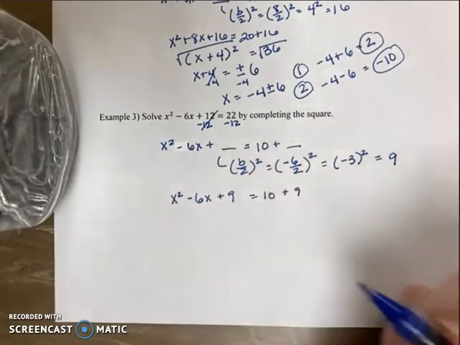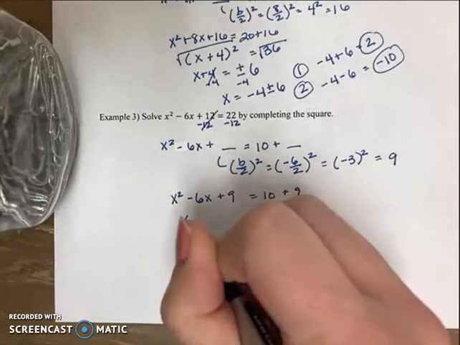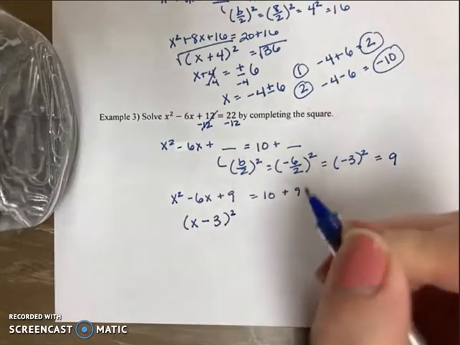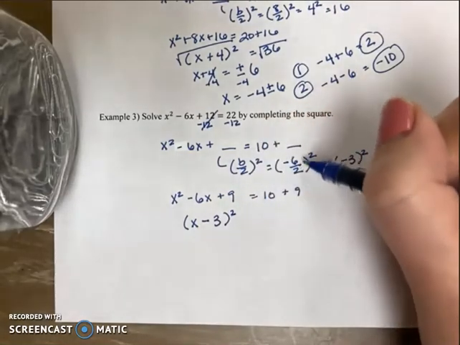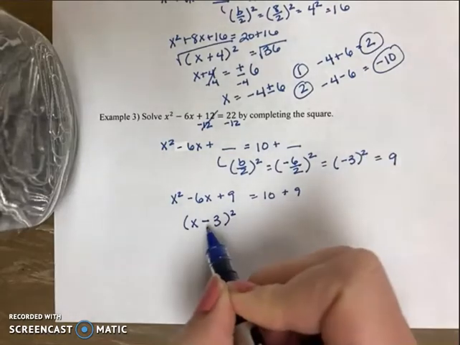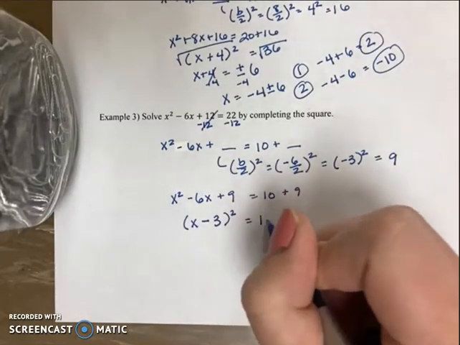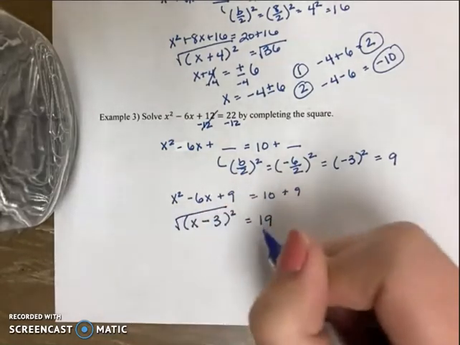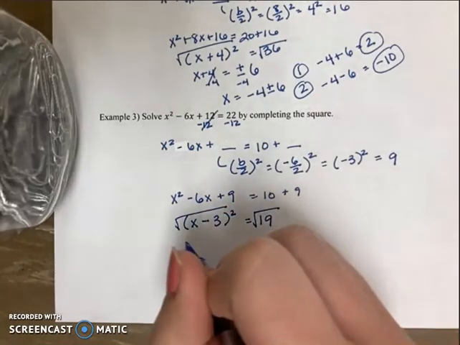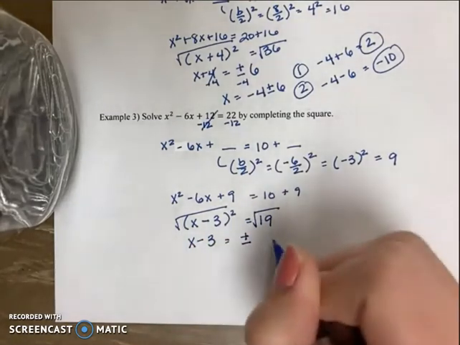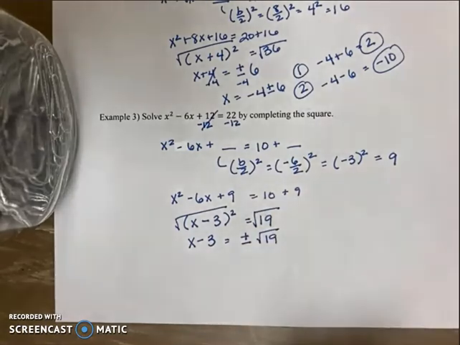Rewriting this as a perfect square binomial, I have x minus 3 squared, because b over 2 was negative 6 over 2 or negative 3. So x minus 3 squared equals 19. I have to solve for x, so I'm taking the square root of each side. x minus 3 equals plus or minus the square root of 19.